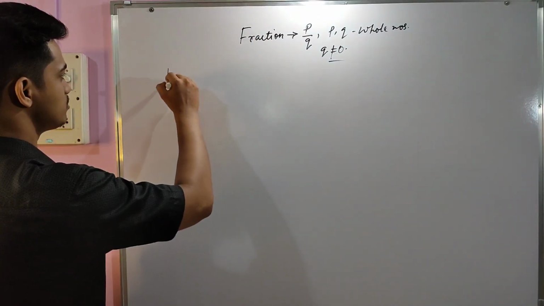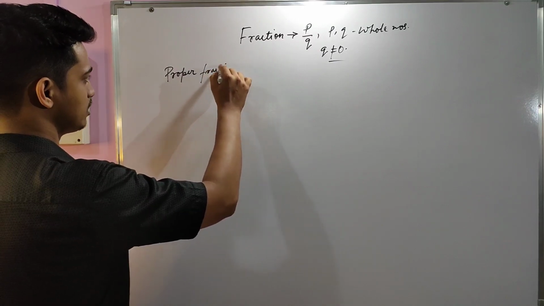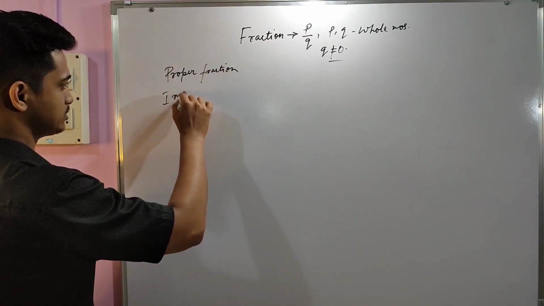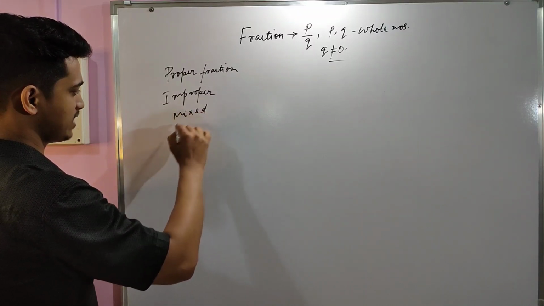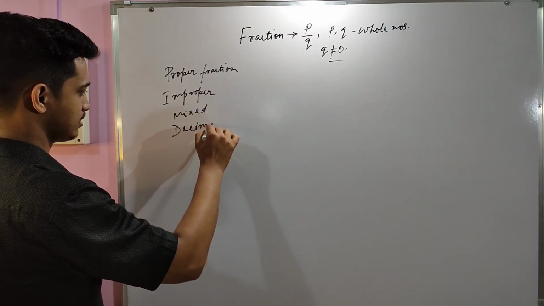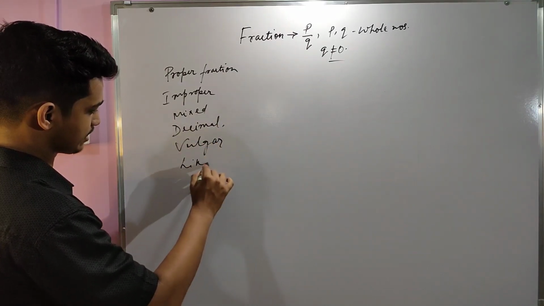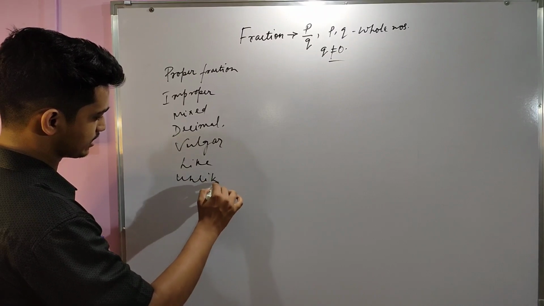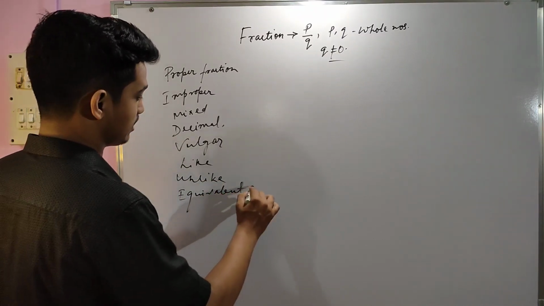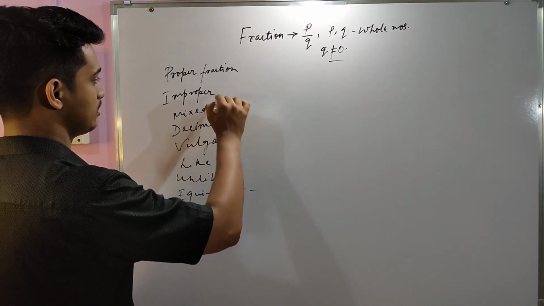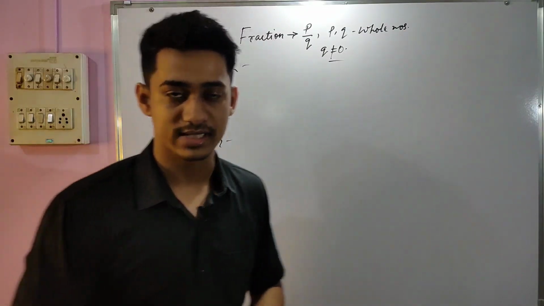And what are the types of fraction? Proper fraction, improper fraction, mixed fraction, then we have decimal, then we have vulgar, then we have like, unlike, and equivalent. Let me just give you one example which will make you understand and it will revise your concept once again.